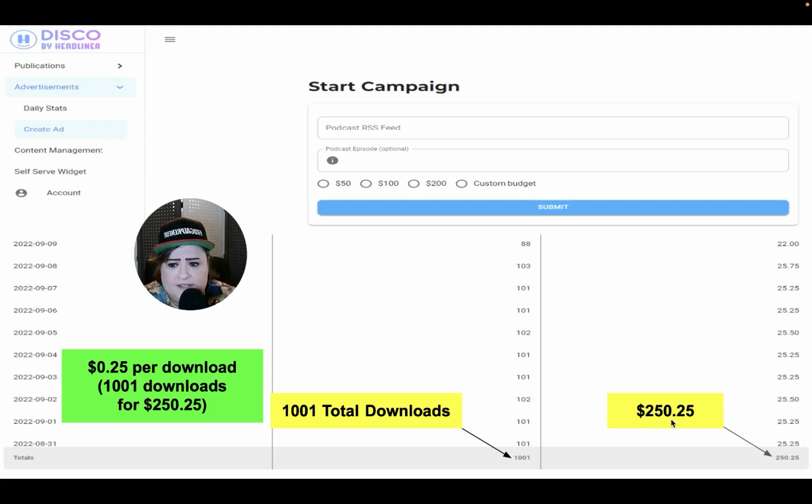I believe this was a month long, I think. Or maybe it was 10 days, because each day was about 100 downloads and $25. So I think it was like $25 a day for 10 days. So that came to 25 cents per download, which so far is clearly the best bang for the buck in terms of download numbers. And again, here, I don't know about subscribers.